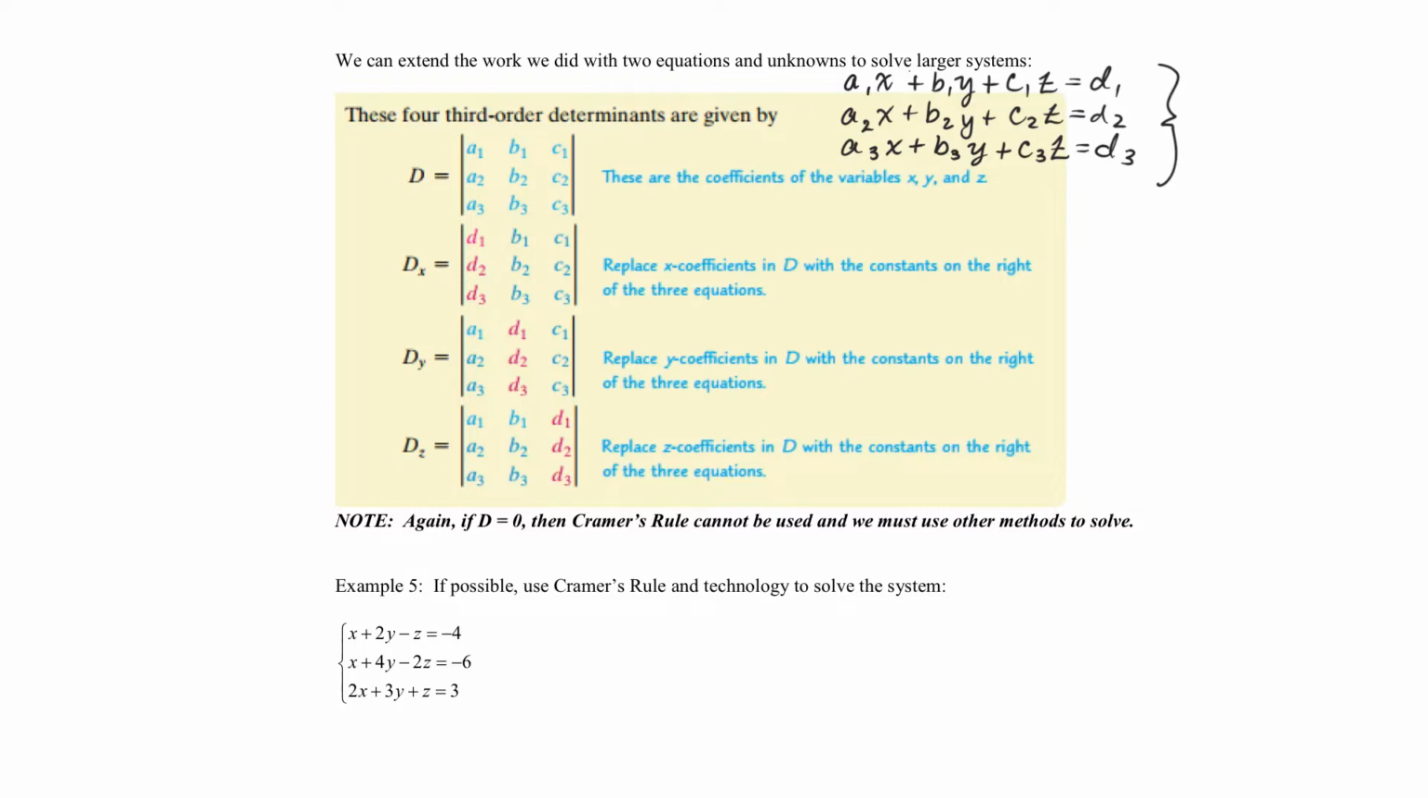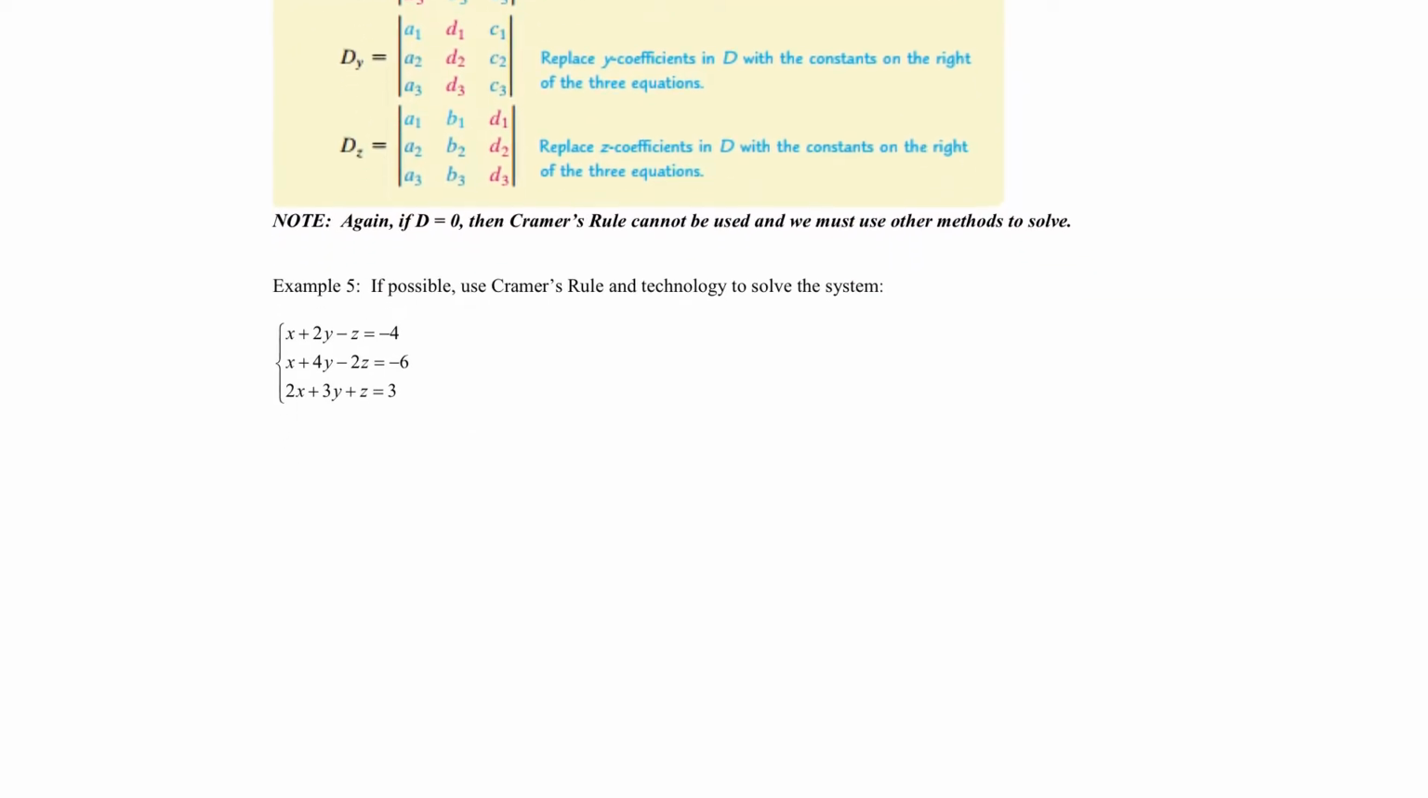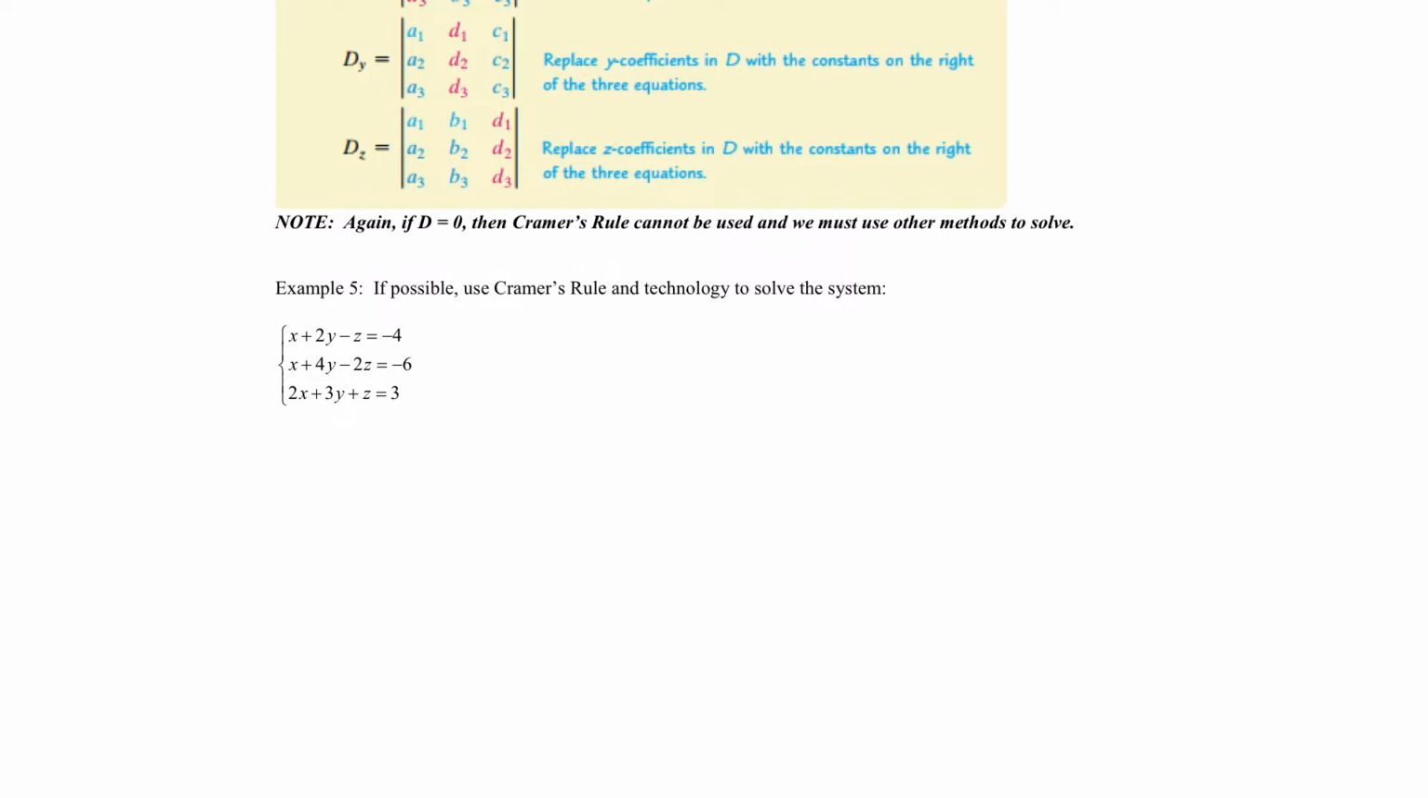And then again, if the denominator, if this D is 0, Cramer's rule cannot be used, and you have to use other methods. But if it can be used, it is so much more quick and easy than any of the other alternatives. All right, so now let's look at an example, and it says, if possible, use Cramer's rule and technology to solve the system. So I definitely want to use technology because I don't want to have to evaluate those third-order determinants without it.